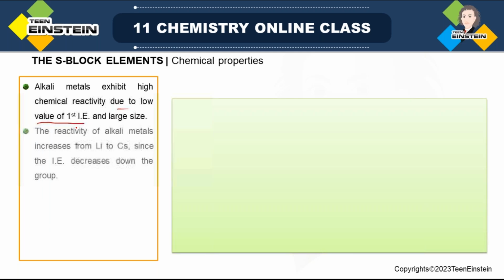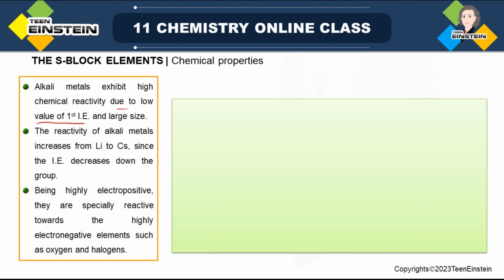This is the reason. The reactivity of alkali metals as you move down from lithium to cesium increases because, remember, size increases. If the reactivity is related to ionization energy and large size, then obviously down the group the reactivity will increase, because size is increasing as you are moving down, and also ionization energy is decreasing. So to remove the loosely held electron, you don't have to provide much energy. It can occur very easily, right? So this is the reason.